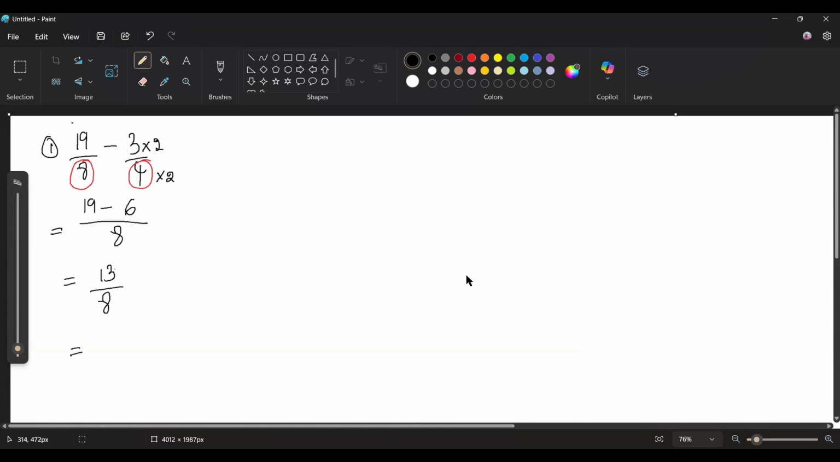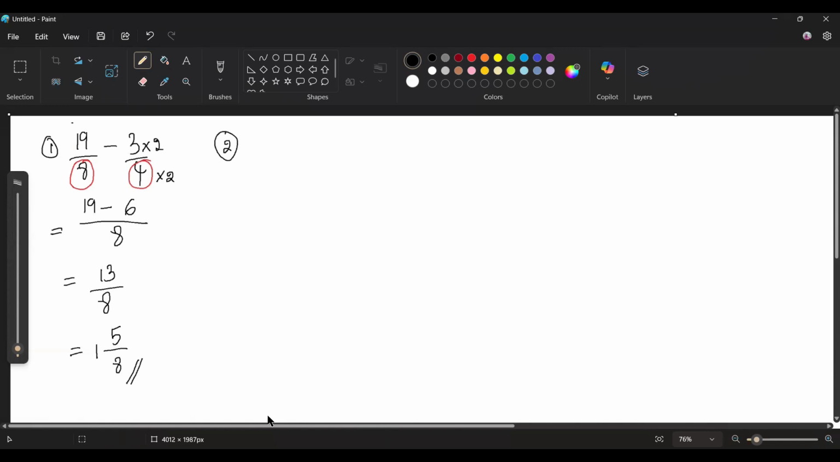Normally, this is an improper fraction. You can convert this into a mixed number, no? So how many 8s for 13? There is 1, remaining 5. So 1 5 over 8. Is that correct? Yes, sir. Okay, good.